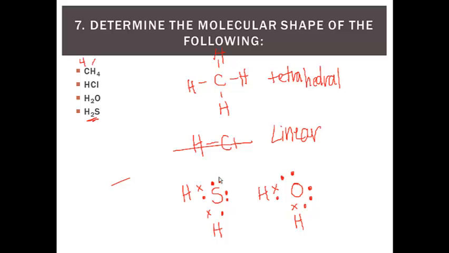So we see right away, no matter how I cut if I cut these in half, they're different on both sides, making them polar. And the shape here, these are both going to be bent. So anything with a formula like that is probably going to be bent.